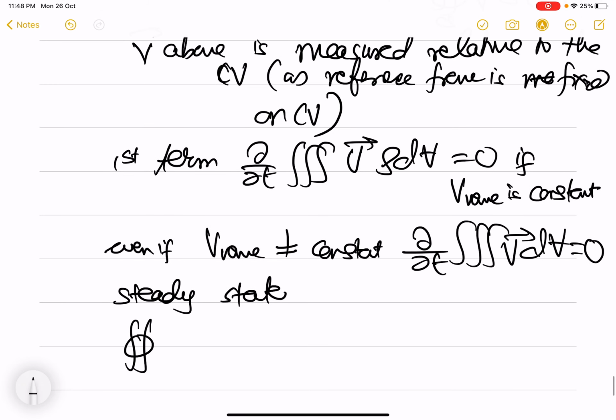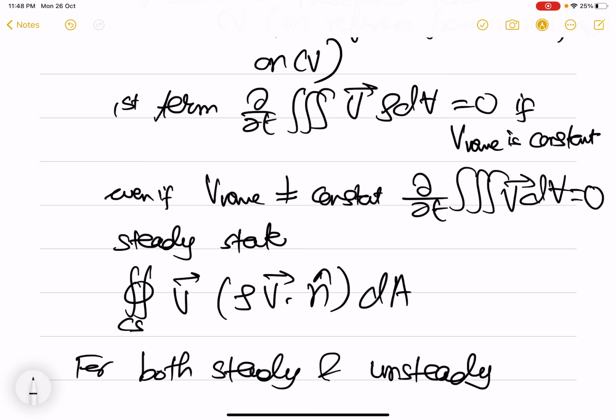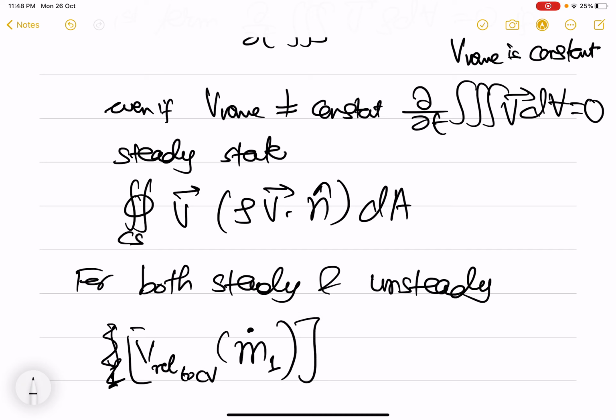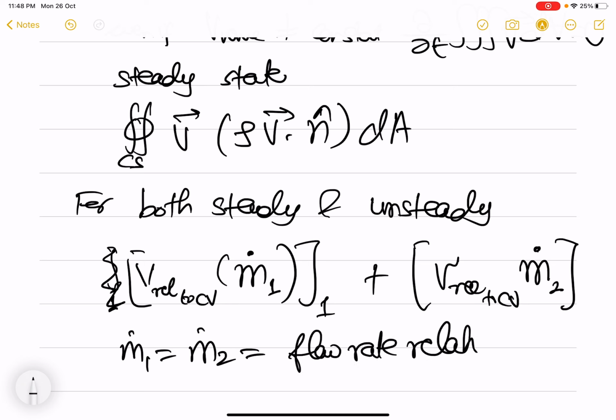But the second term, integral over the control surface V rho V dot n dA, for both cases, steady and unsteady, will be equal to integral on the surface 1 of V relative to the control volume at 1 times m dot 1, plus V relative to control volume at 2 times m dot 2, and m dot 1 is equal to m dot 2 is equal to the flow rate relative to the control volume.